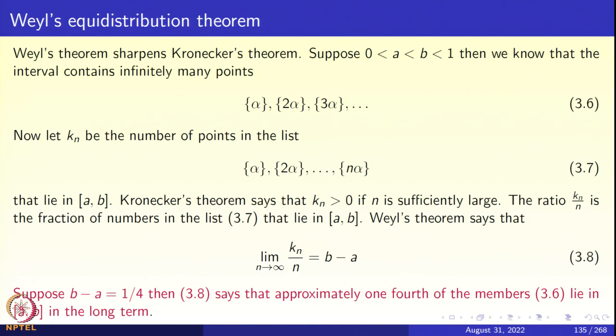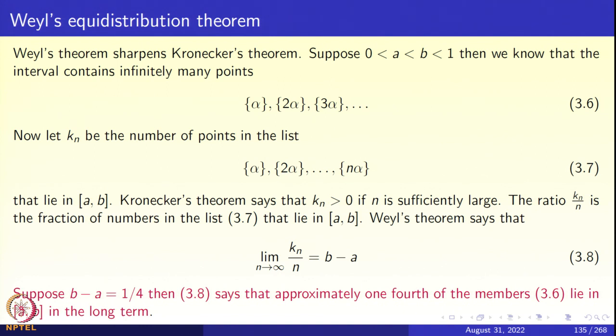You take this list 3.6, the fractional parts of multiples of alpha, and you look at the number of elements in 3.7, fractional part of alpha, fractional part of 2 alpha, and so on, fractional part of n alpha. How many of these lie in a specified closed interval AB? So take a closed interval AB and think of each time you take k alpha and take its fractional part as an experiment.